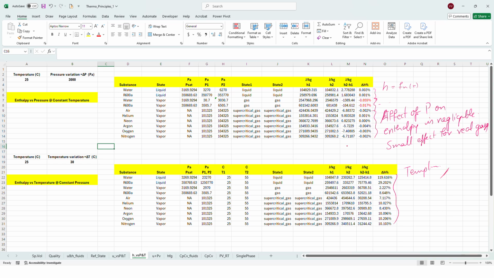Okay, why is that though? You know, U plus PV means there is pressure, right? So why is that not a significant effect? Because when pressure increases, V also decreases. Specific volume also changes. Okay, so the effect is not that significant.